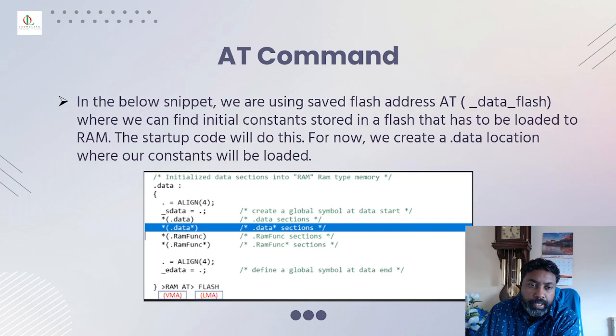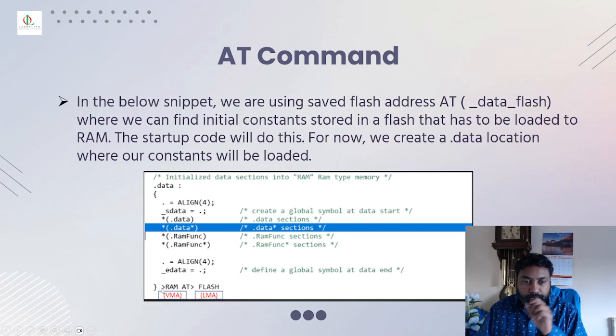Now we just saw in the code, in the ALIGN command, >RAM AT> FLASH, and we already know through the build analyzer in the memory details, you get to know that if it is stored in RAM allocation, then it's called virtual memory address. If it is stored in flash allocation, it's called load memory address. The AT command is you telling the compiler where it has to be stored, where it has to be located and loaded. So in this snippet I would like to show, we are saving flash addresses AT> FLASH.